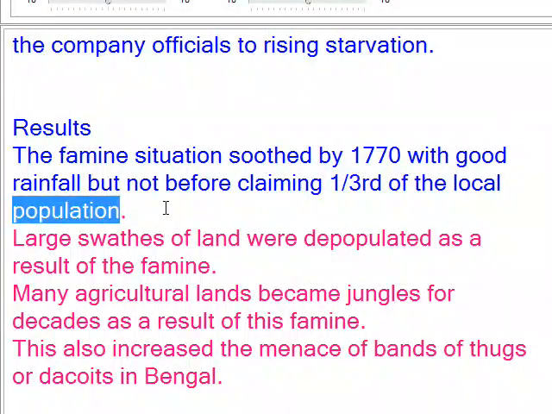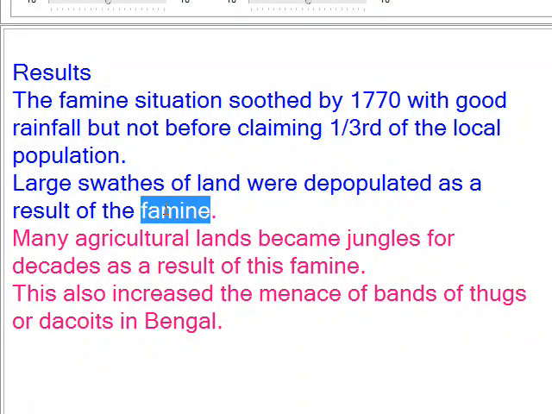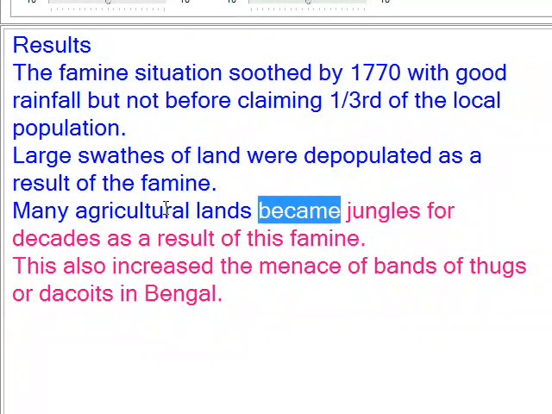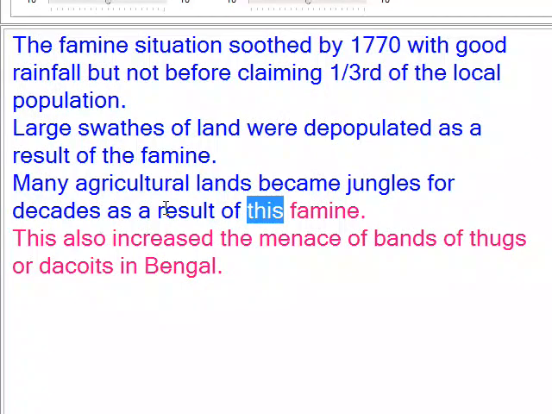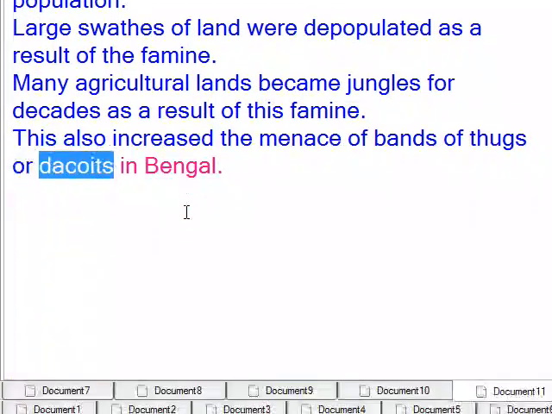the local population. Large swathes of land were depopulated as a result of the famine. Many agricultural lands became jungles for decades as a result of this famine. This also increased the menace of bands of thugs or dacoits in Bengal.